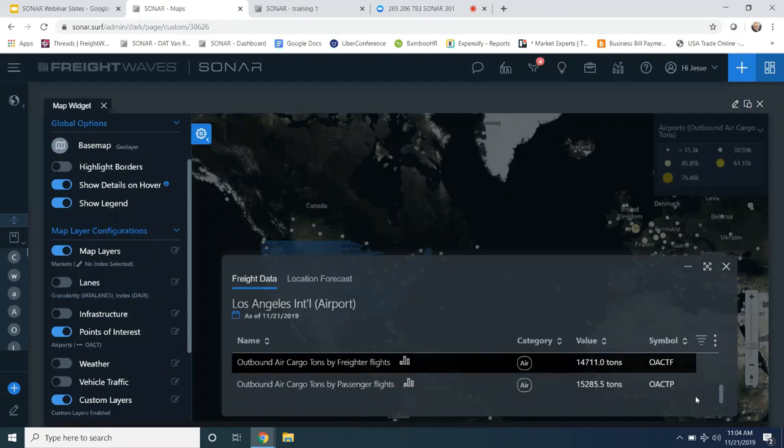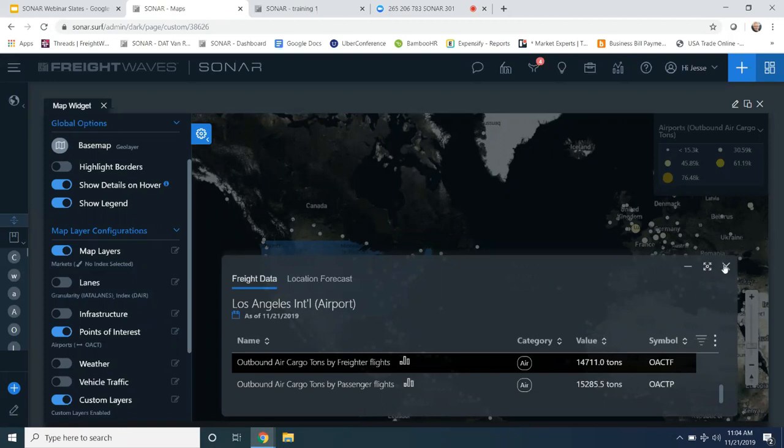This is capacity that is passenger wide body capacity and passenger and freighter capacity. So we're capturing both the passenger and freighter capacity that is filed with the OAG, the Official Airline Guide, and then we look at that and we develop further capacity modeling information, and that's what we are presenting here on the maps.